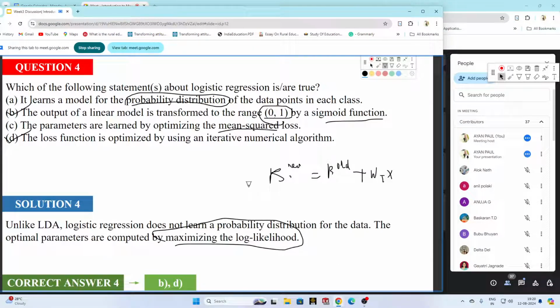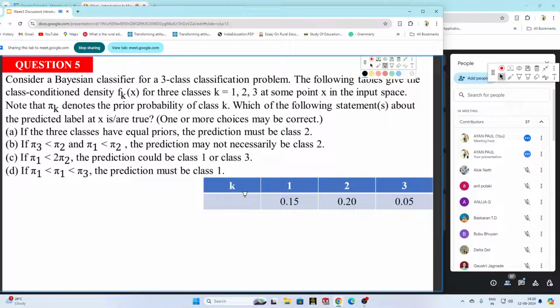So it is clear, right? Yes, please. Okay, so again something is missing. This is f k of x.